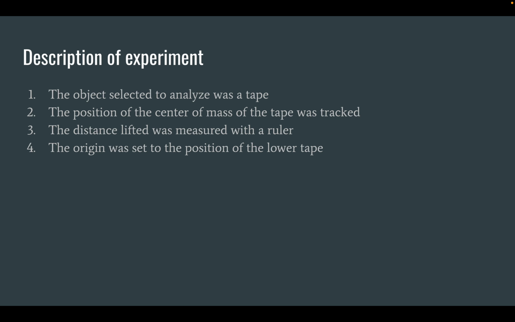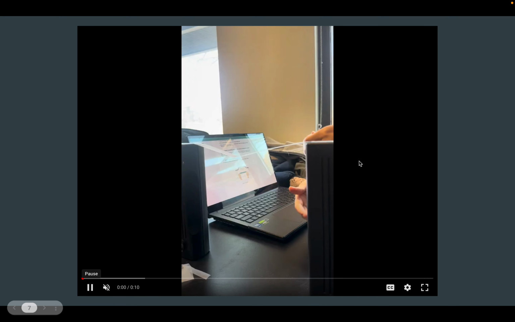So this is the experiment, in which the object selected to analyze was a tape. The position of the center of mass of the tape was tracked, and the distance lifted was measured with a ruler. The origin was set to the position of the lower tape. Here is the video of how we put the lower tape and made the upper tape float by repelling it.